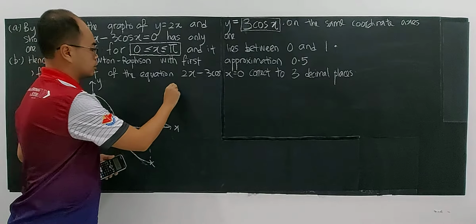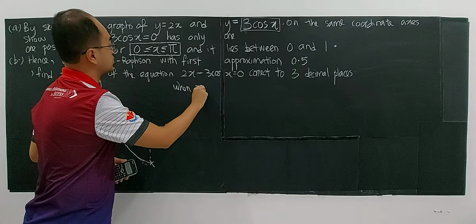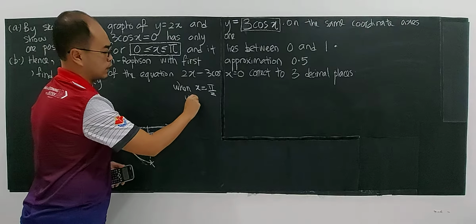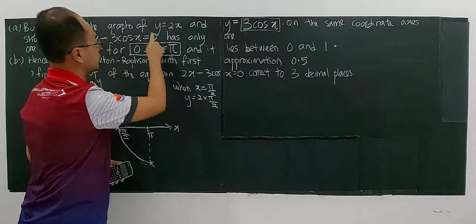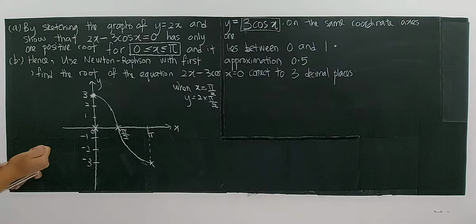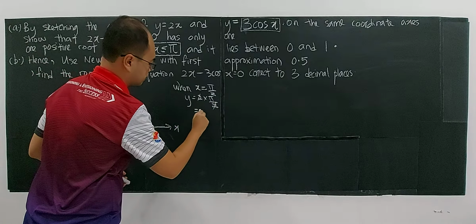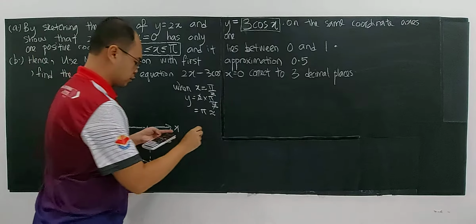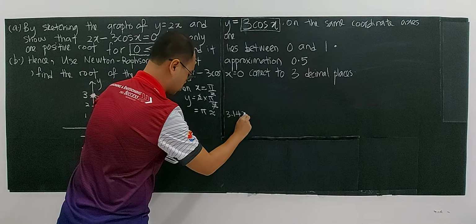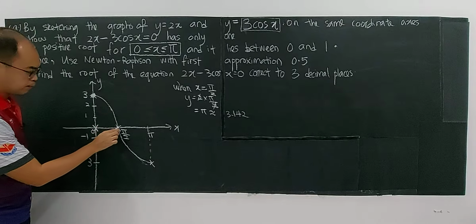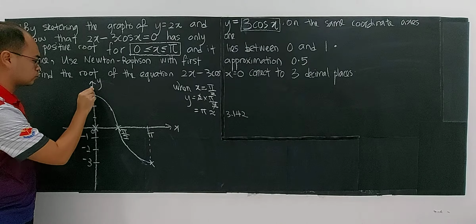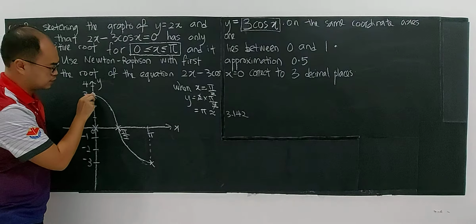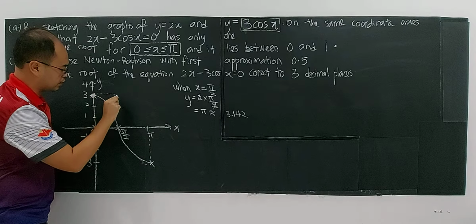So when x is pi over 2, what is the value of y? It will be 2 times pi over 2, so we have pi. Pi is approximately 3.142. So roughly, at pi over 2, the graph will be at 3.142. Let's say this is 4. If you're using a ruler, you can see exactly, but you just roughly sketch pi over 2 somewhere around here, 3.142.